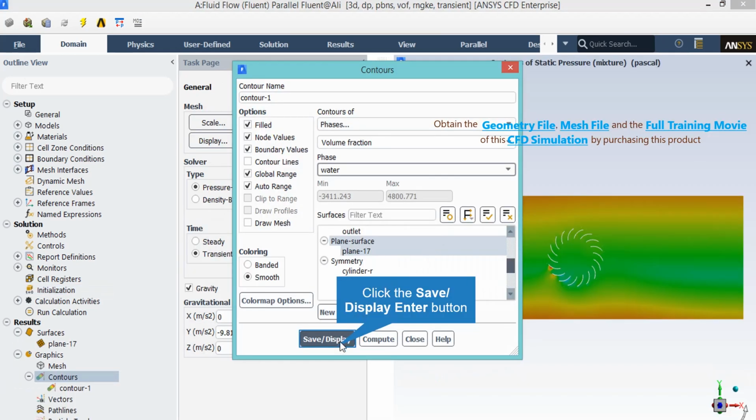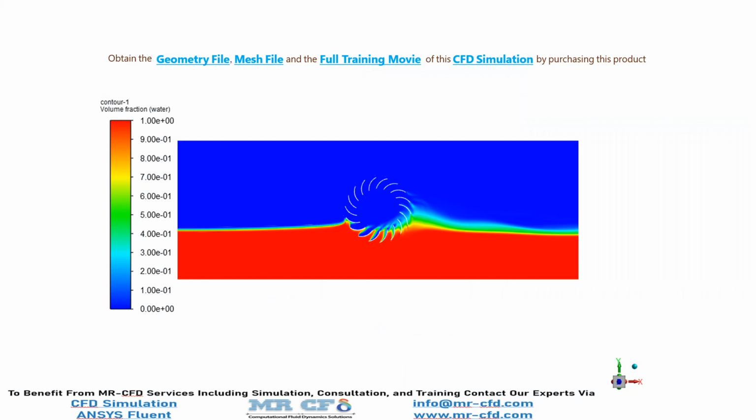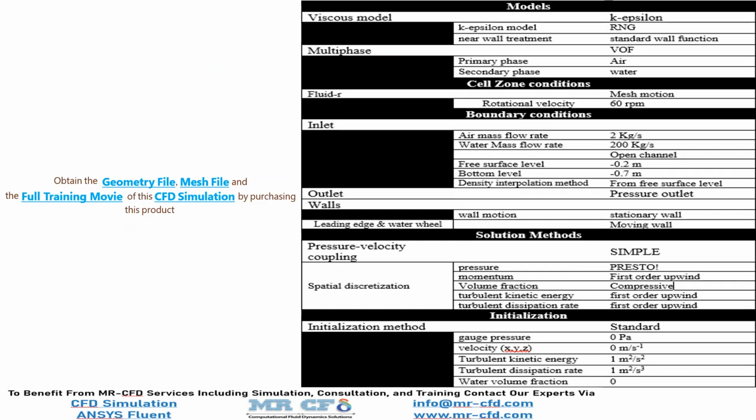Now, in order to see a different contour, for example, to see the volume fraction of water, you just have to change the contours of section into phases, and then in the phases section, click on water. After that, just like the previous slide, under the surface section, just click on plane 17 and then again click on Save or Display button. In this contour, you can easily see how the turbine has rotated, and you can see the interface between two phases of air and water. Finally, a summary of different settings and setup that we have used in our project is presented to you in the slide.